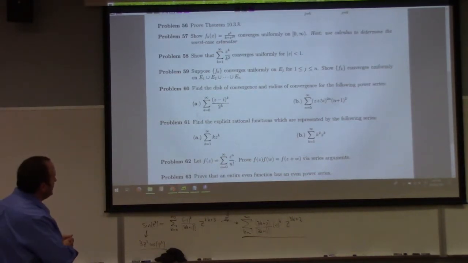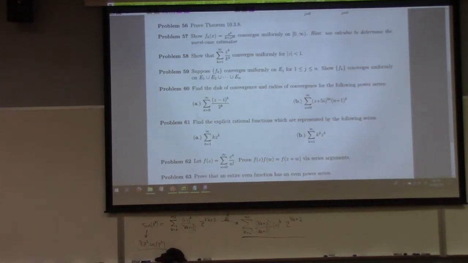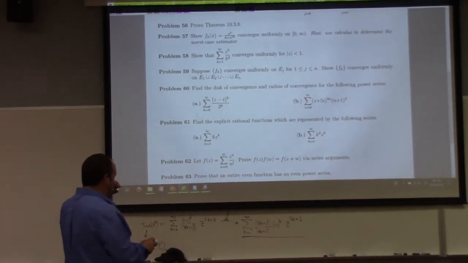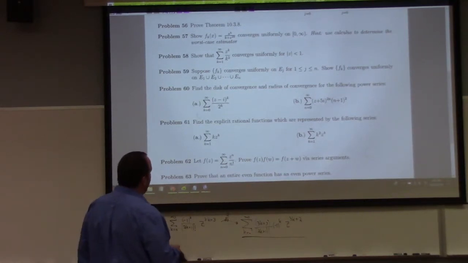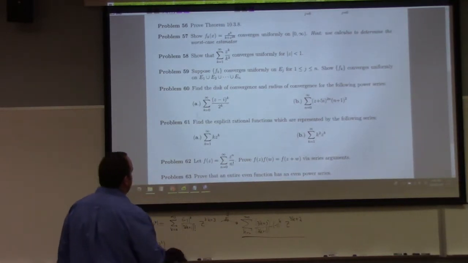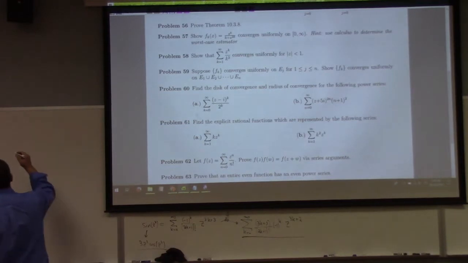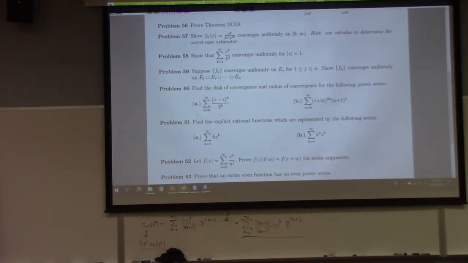Okay, so z minus i over 2 to the k. So the way I would... Oh, part what? Part B. Oh, part B. Okay, so z plus 5i... Can you read it for me? Plus 5i all to the n, times n plus 1 squared. n plus 1 quantity squared. And that's summed from what? 0 to infinity?